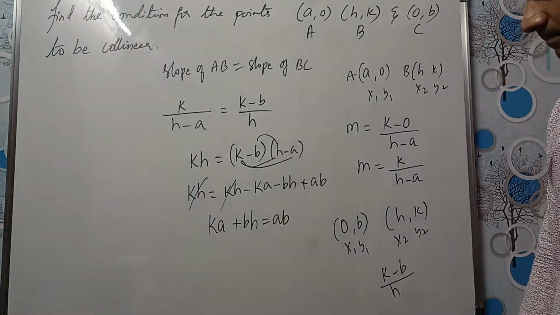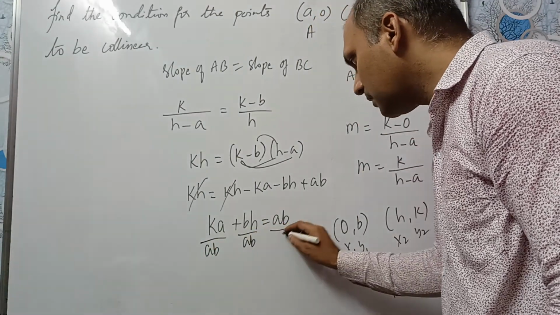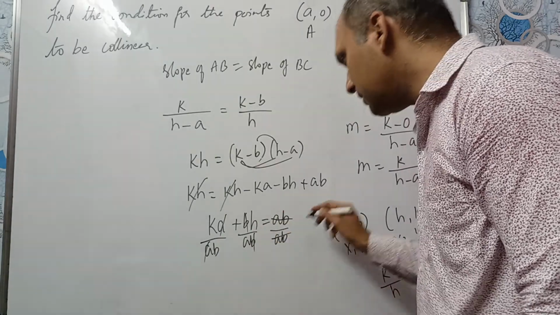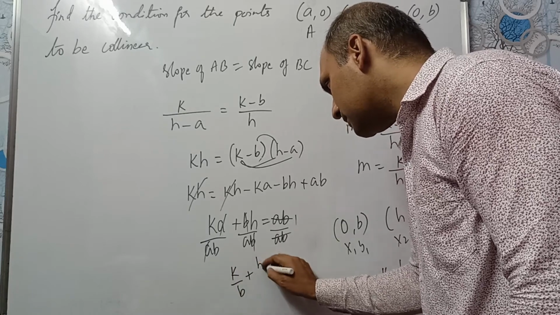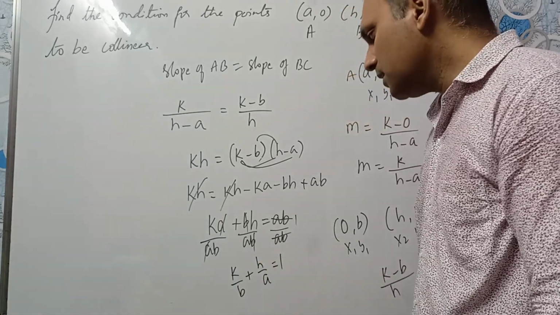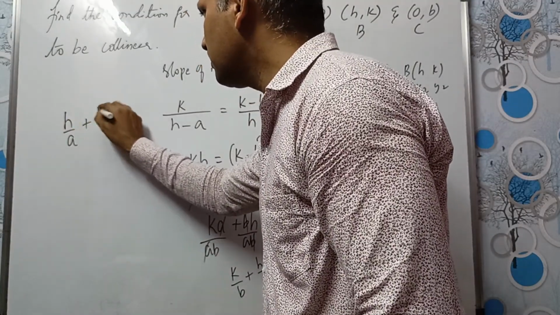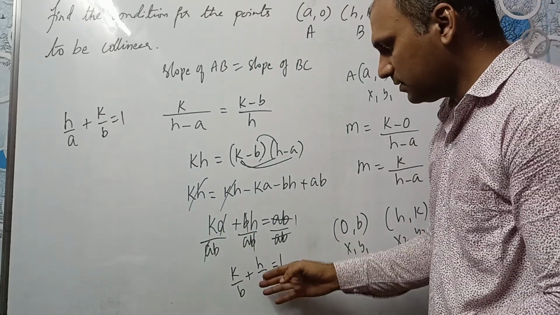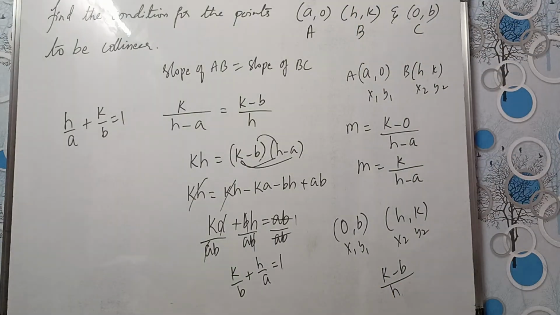If you divide both sides by AB, A will get cancelled, B will get cancelled, here AB will get cancelled, 1 will have it. So this is K by B plus H by A is equal to 1, or you can write it as H by A plus K by B is equal to 1. Okay, let me just check whether this is visible or not. Yes, it is visible, right?